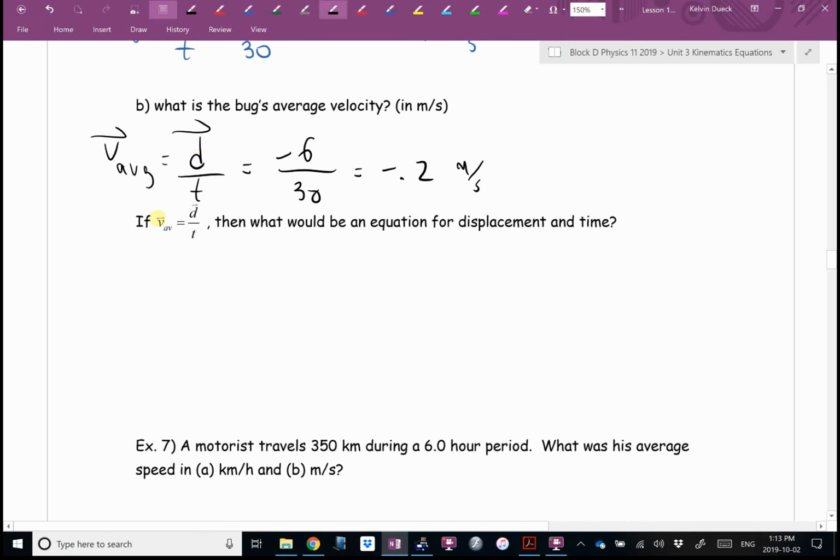If average velocity is displacement over time, then what would be an equation for displacement and for time? Draw a line down the middle of the page like that. This equation here has 3 variables in it: V average, D, and T. That means this equation has 3 separate equations in it. You can memorize all 3. Don't. I will teach you how to glance at an equation and rewrite it in your head into any form that we want.